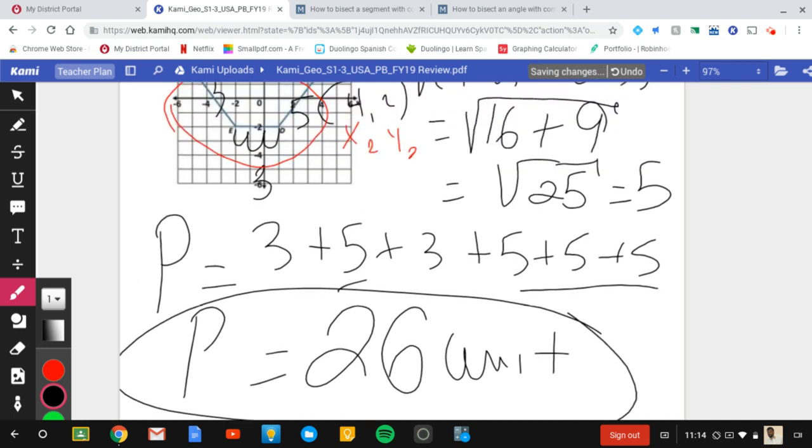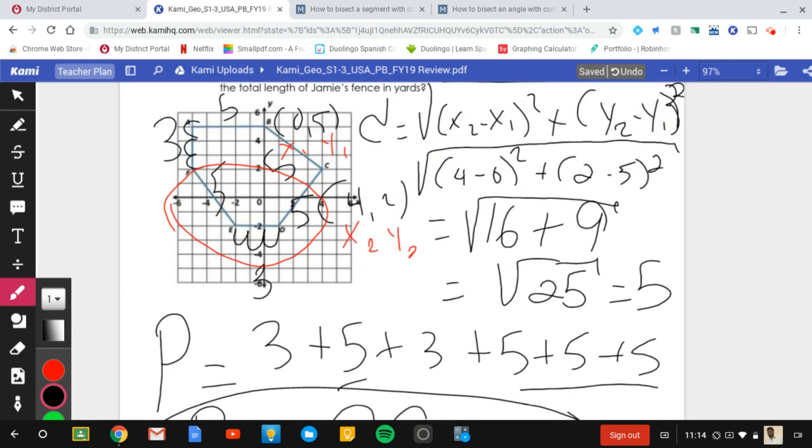Okay, so here, what are we looking out for? We're looking out for the distance formula. When can I use the distance formula? When do I not need to use the distance formula?